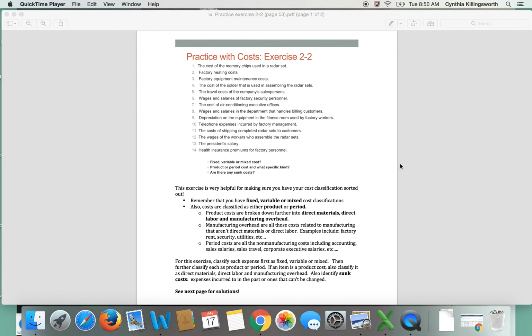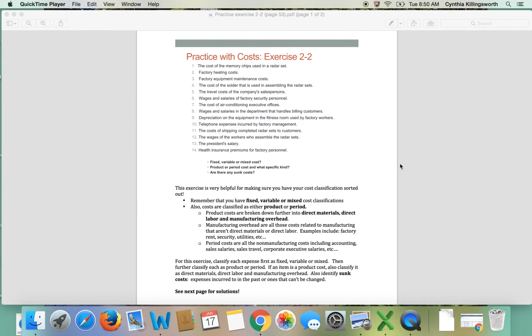Hello, folks. Today in class, or Tuesday in class, first thing we would have done is practice with cost classifications, and we would have used exercise 2-2 to do that, which is showing on your screen. The first thing I want to talk about is just the classifications we've learned so far.